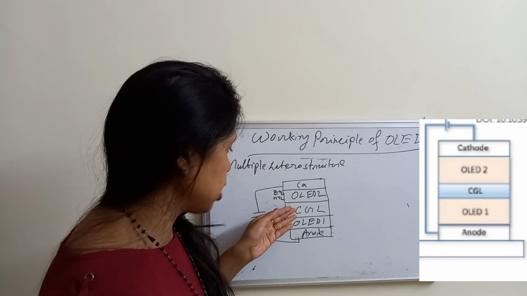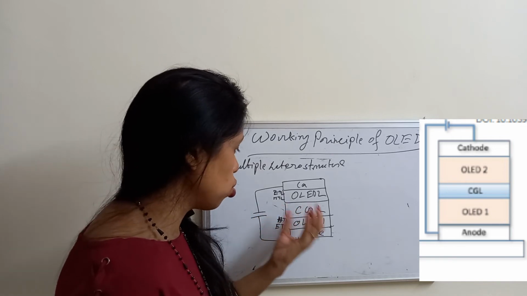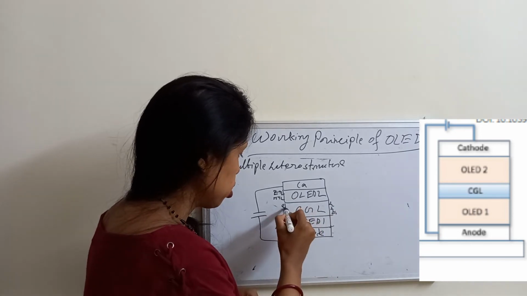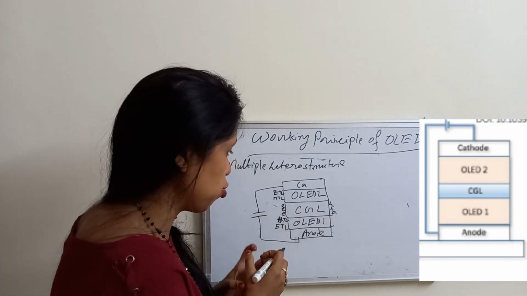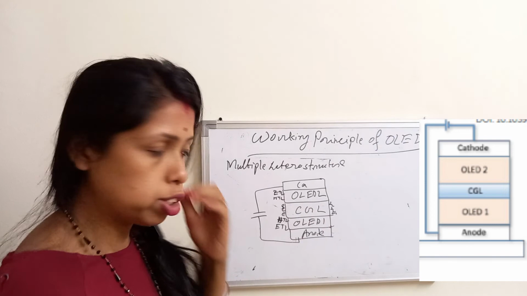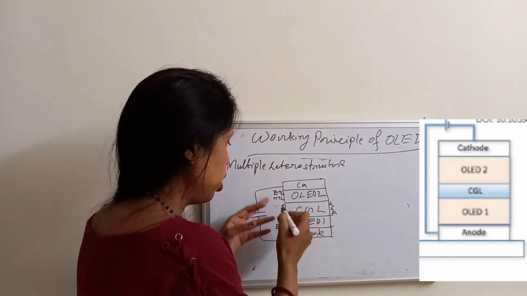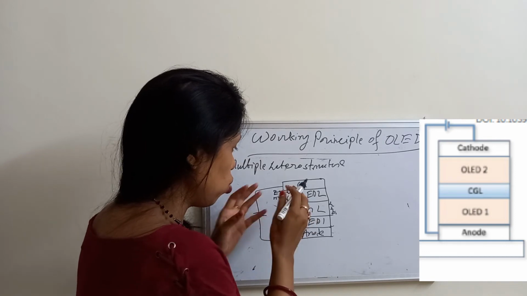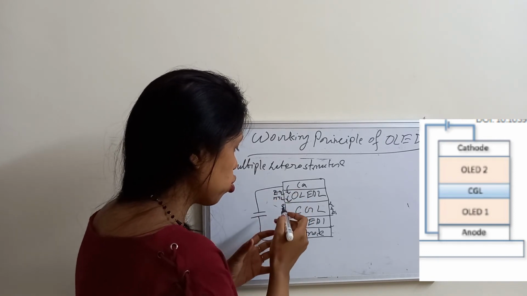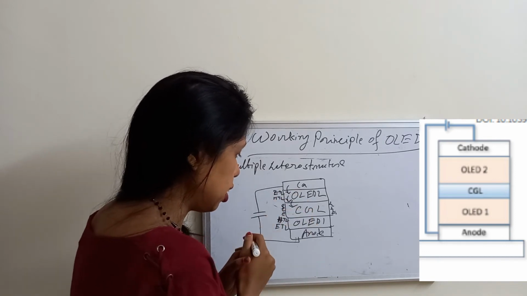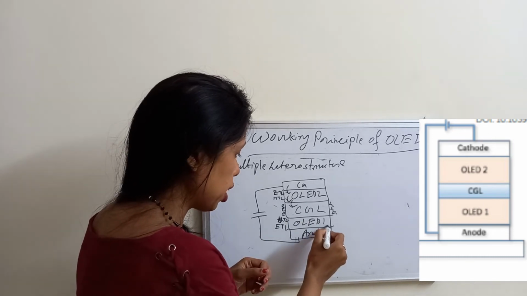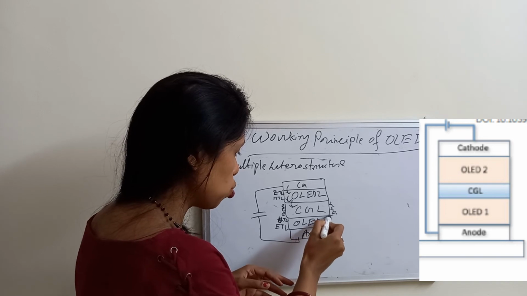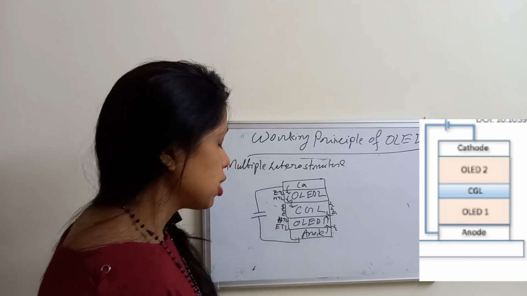So the charge generation layer. That means the electrons and holes are accumulated inside the charge generation layer. From where will we get these electrons and holes? Right, the electrons will normally be collected by the cathode, and OLED 2 transfers all the electrons inside the charge generation layer. Again, the holes will be collected from the anode, and OLED 1 transports all the holes towards the charge generation layer.